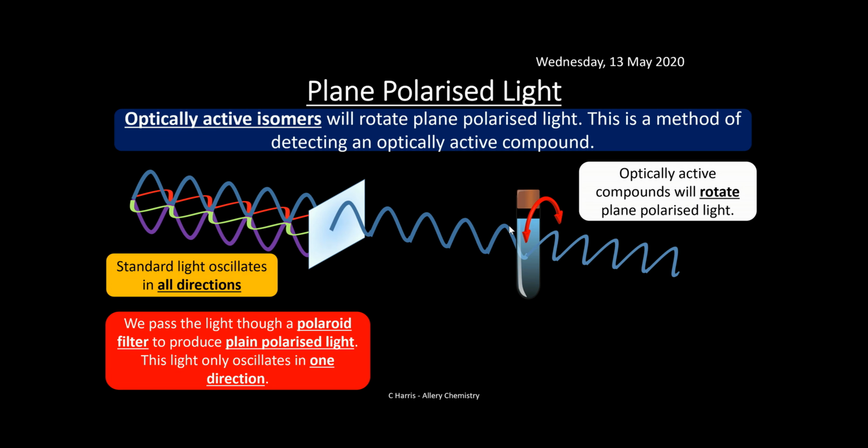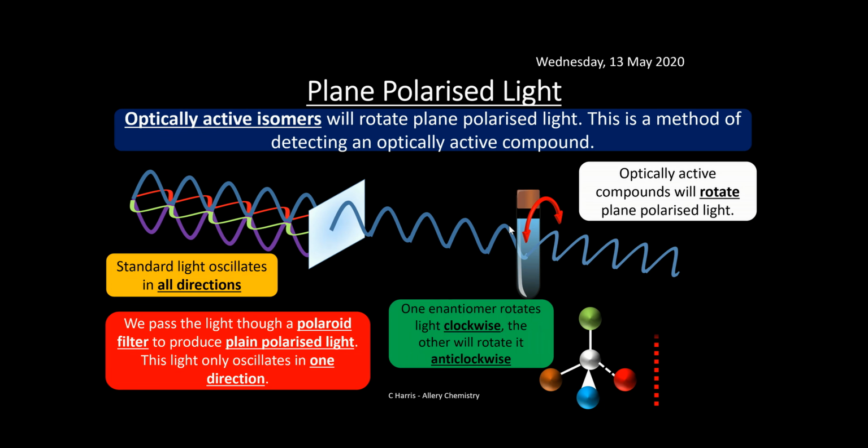Okay, so one enantiomer, let's say, rotates light clockwise, and the other one will rotate it anti-clockwise, but they will rotate it by the same degree. So if one rotates it by 5 degrees right, the other one will rotate it by 5 degrees left.